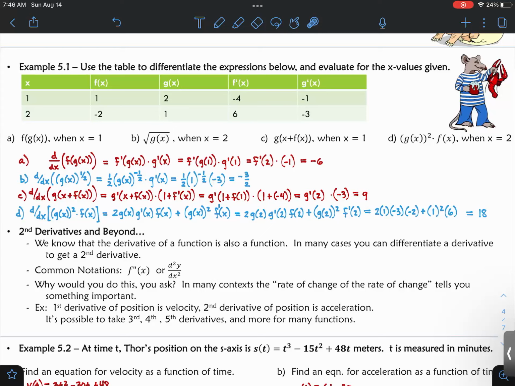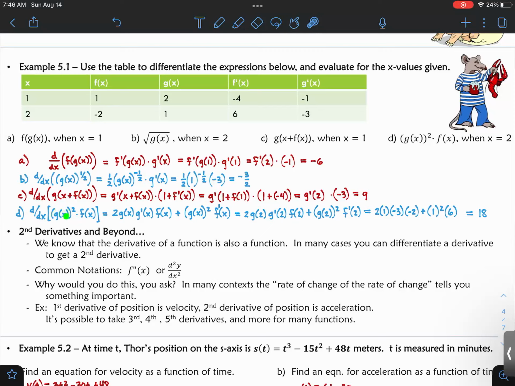Part D, I'm seeing product here, so product rule, but I'm also seeing chain rule. Yes, it's possible to combine various derivative rules all into one expression. So we want the derivative with respect to x of g of x squared times f of x. Be really careful writing out your work here. It's hard to get this down in your head.